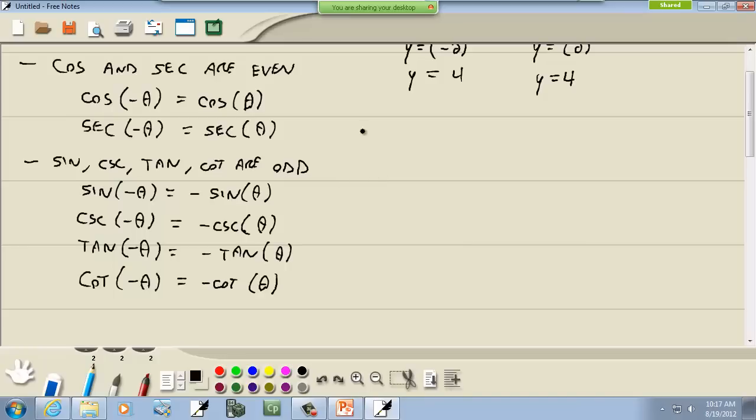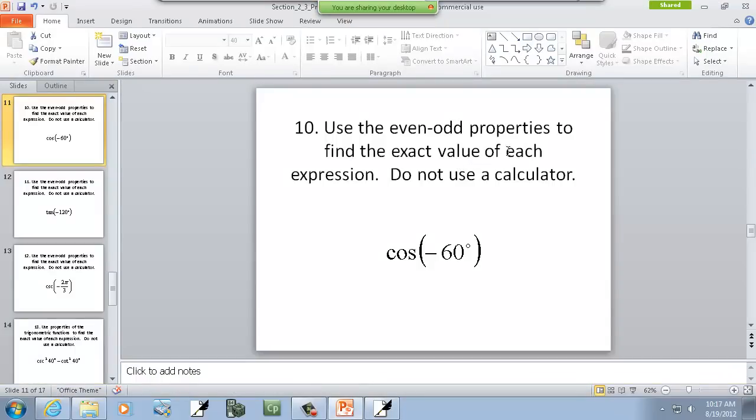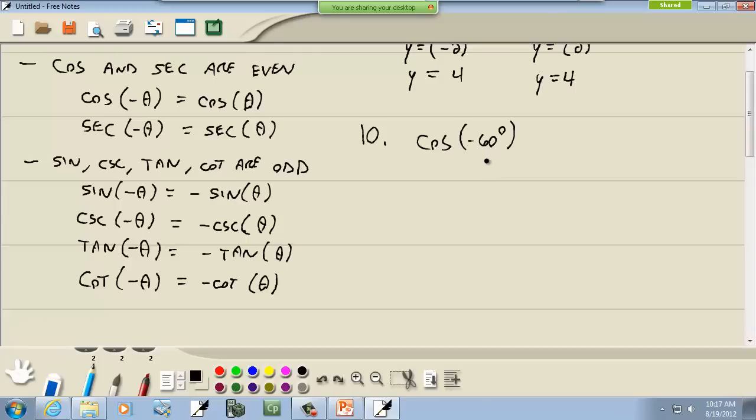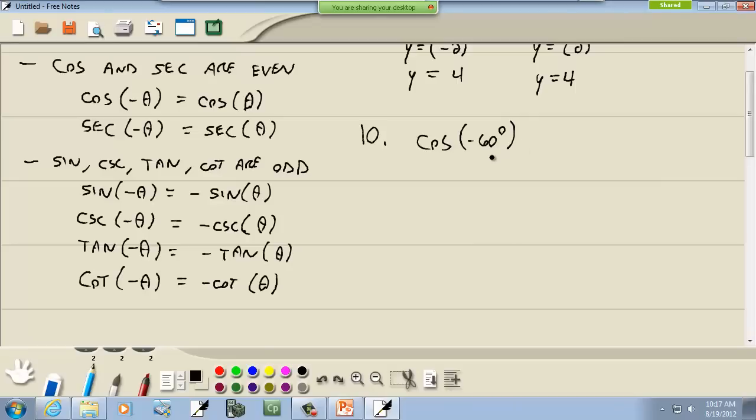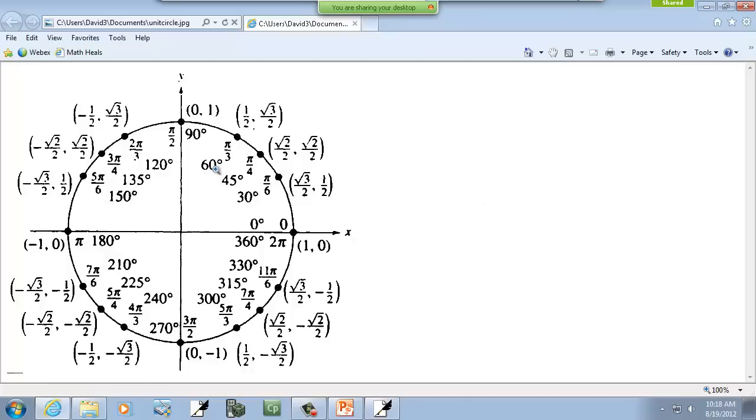So let's look at this problem. We've got cosine of negative 60 degrees. Now, it says use the even odd properties to find the exact value of each expression. Obviously, negative 60 degrees isn't on our unit circle. Now, I could add 360, we've seen that. Or you could simply remember that cosine's an even function, which means we can just drop the negative. So this becomes cosine of 60 degrees. Now, remember we come here, we go to 60 degrees. Cosine is our x part of our point, so our answer would be 1/2.